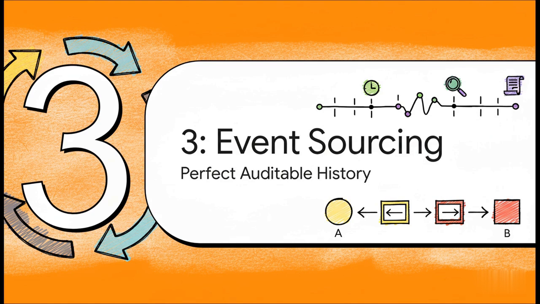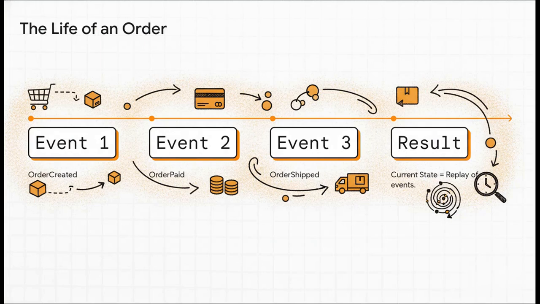Okay, now this next tool, this one is a real game changer, especially for systems where audit trails and history are absolutely non-negotiable. With event sourcing, you stop thinking about the current state of your data as the source of truth. Instead, the sequence of events that built that state becomes your source of truth. Just look at this timeline. The state of an order isn't just one row in a database that you keep updating. No, it's the result of replaying these unchangeable facts. It was created, then it was paid for, and then it was shipped.